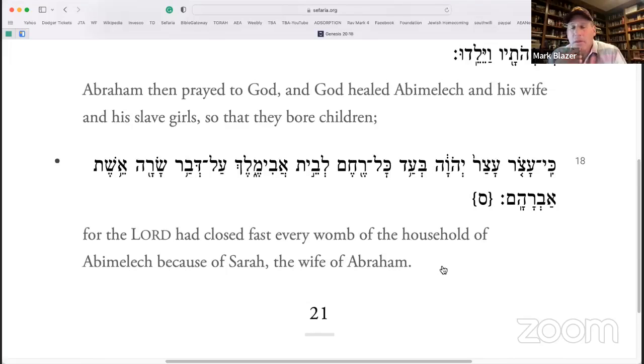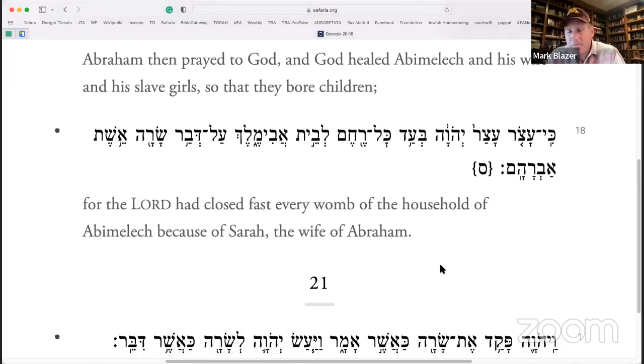Pretty wild. That's chapter 20, the second version of this. Now there's going to be another version of it, but it's going to be a different patriarch that we're going to read the same thing going on. Okay. So that's chapter 20.